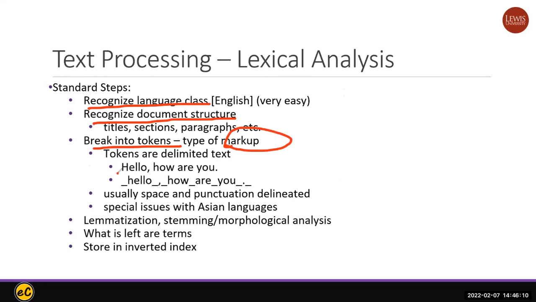So for example, hello, how are you? You can break them this way, and usually space and punctuation mark delineated, okay, and a special issue with Asian language. Asian language usually is very difficult to break because it is more complicated, okay, especially Chinese is very difficult to break. The grammar is more difficult in some ways, okay, and lemmatization, stemming, and morphological analysis. Okay, here you have a few analyses you can do.